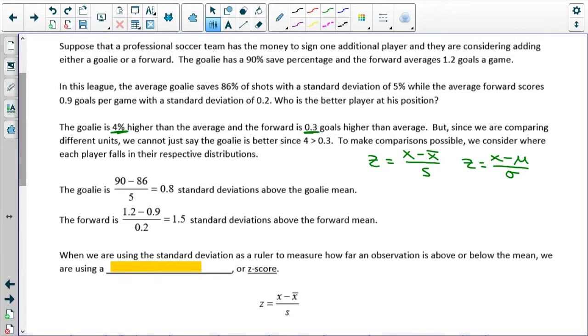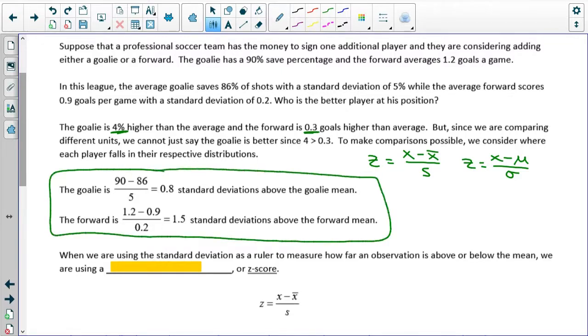So if we look at this and we calculate z-scores, the forward is better at goal scoring compared to the league than the goalie is at saving shots compared to the league. So that's kind of important. The forward is a better goal scorer than the goalie is a goal saver. And so, at least comparing these two statistics, the forward is better than the goalie, even though the goalie's quote unquote number was higher.